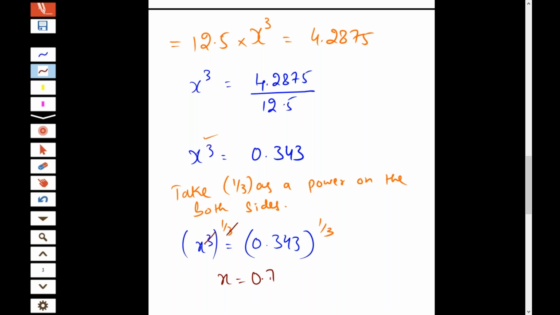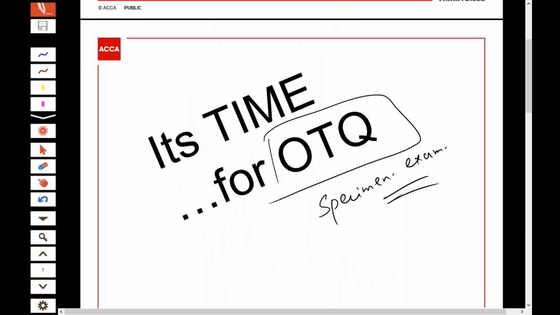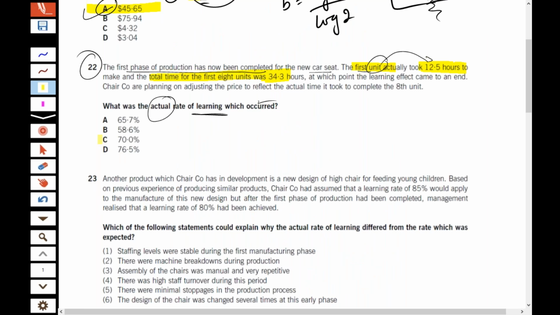That is 0.7, which means 70 percent. That means in actual the learning rate was 70 percent, option C.